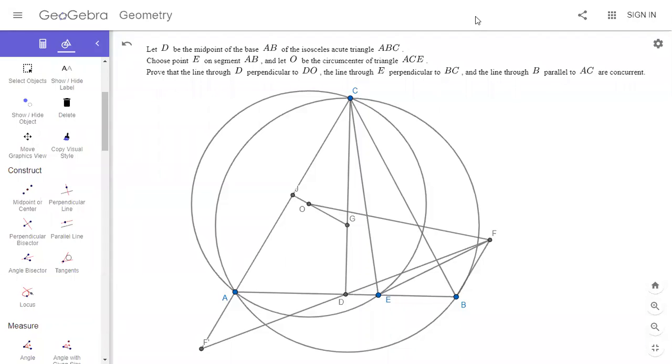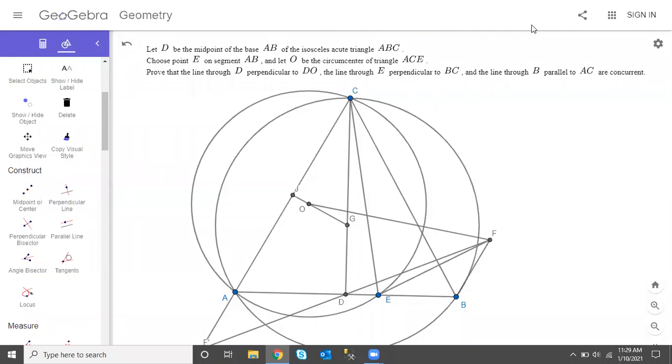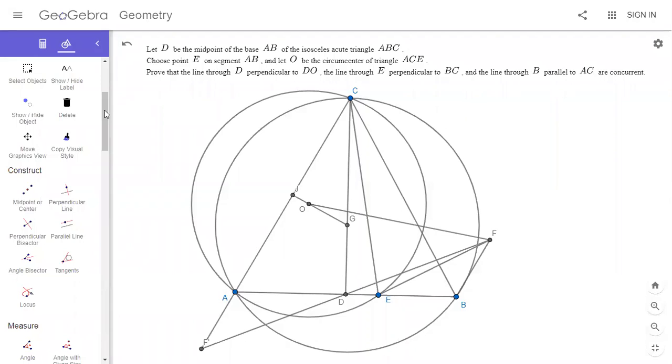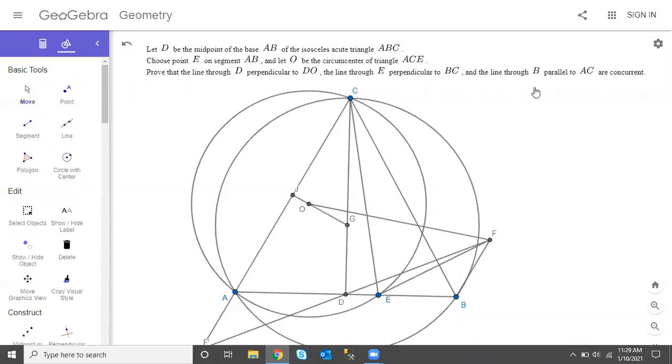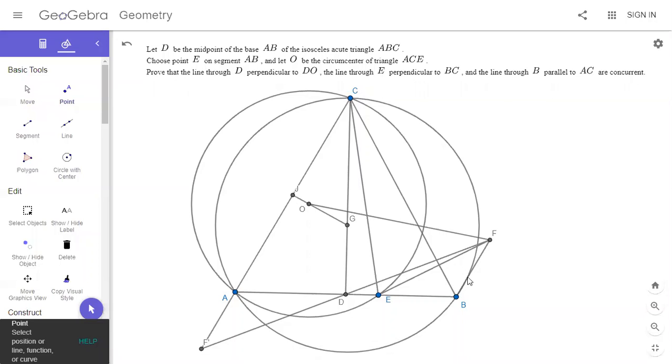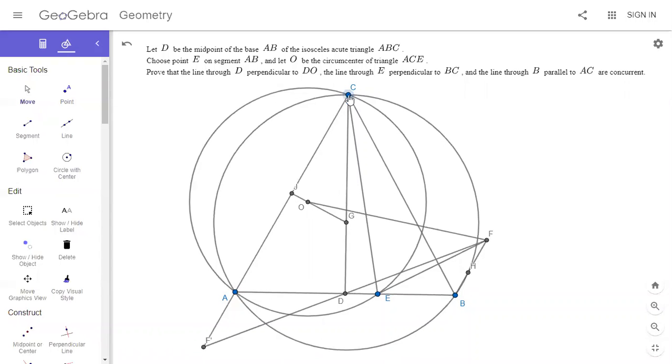See the chat. BF is tangent to the circumcircle of ABC. Let's see. No, I don't think it's tangent. It intersects it at another point. No, it kind of looks tangent, but there is another intersection point there. So BF is not tangent necessarily.